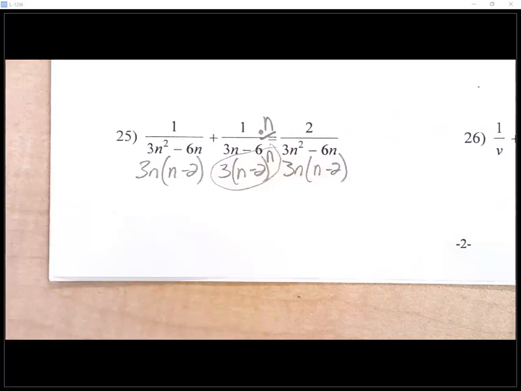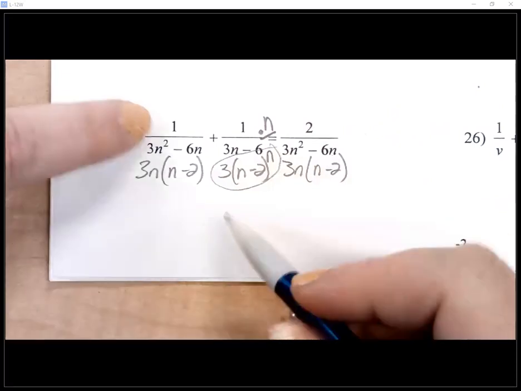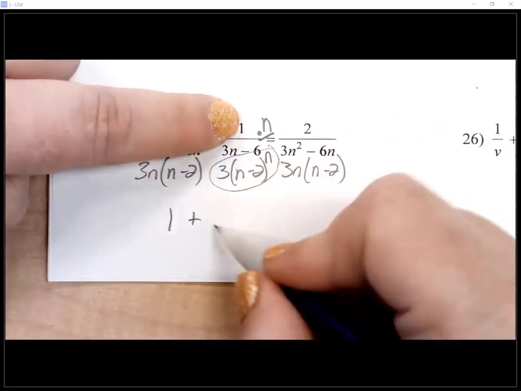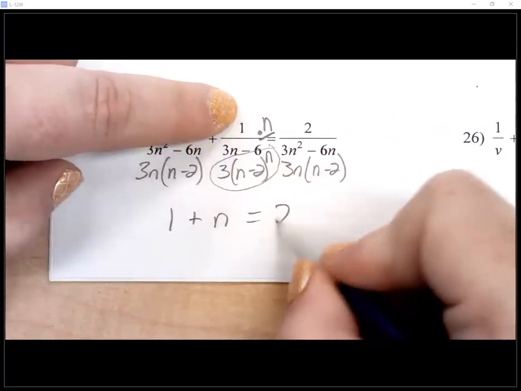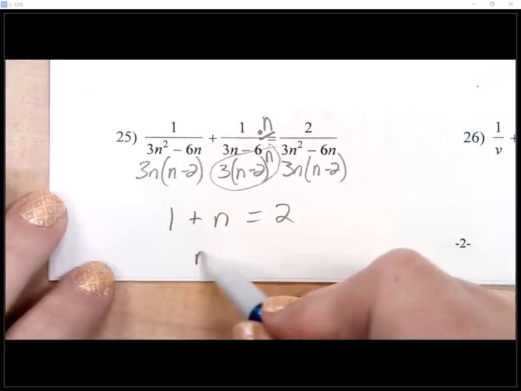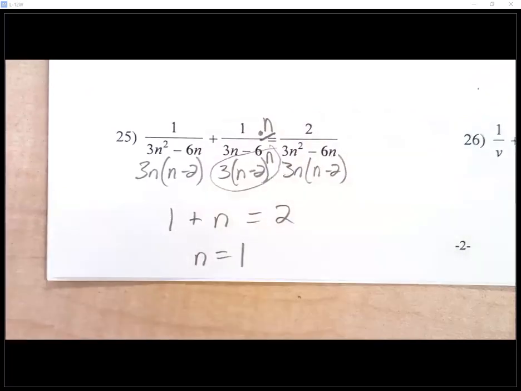So in the numerator, look at my equation. I have 1 plus 1 times n, which is just n, equals 2. Oh my gosh. And then I just solved that equation, which is so easy. My answer is 1. That's it. Is 1 an okay answer?